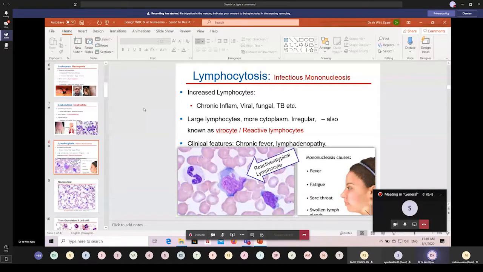Lymphocytosis: the lymphocyte count is increased. Causes: chronic inflammation, viral infection, not bacteria, TB. Sometimes you can see large lymphocytes with an irregular pattern. This is called reactive atypical lymphocytes, seen in viral infection.